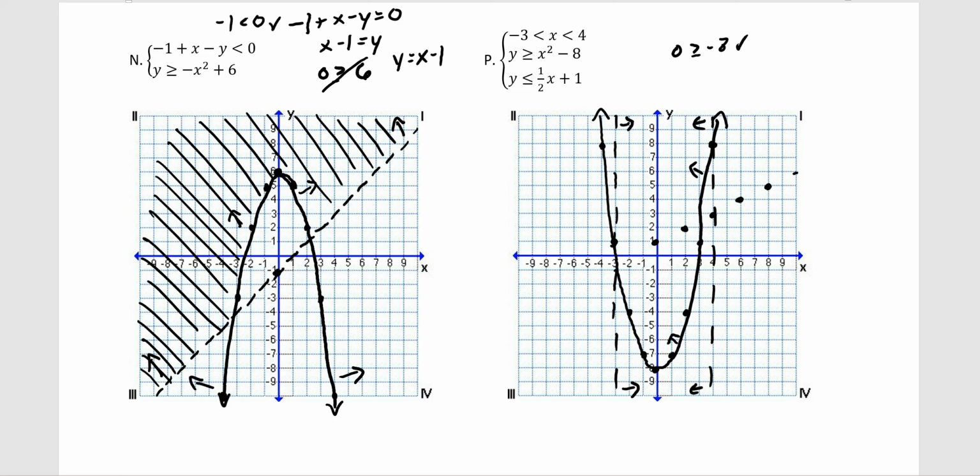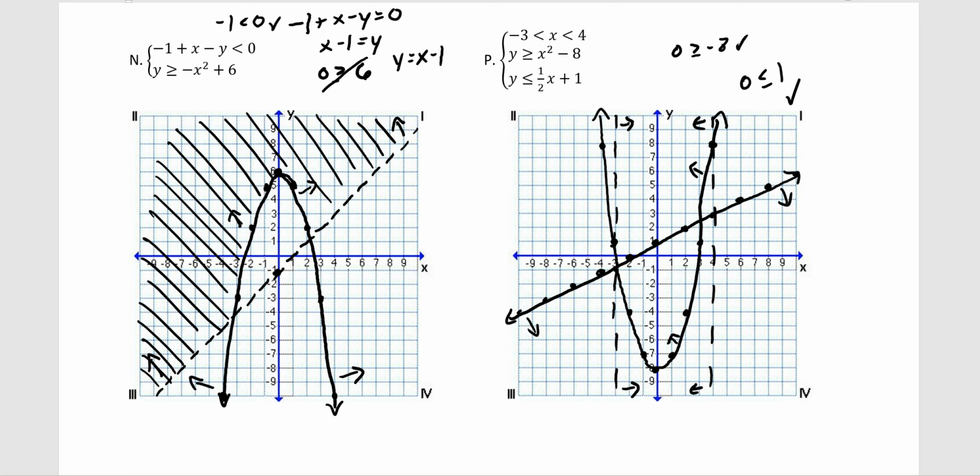There we go. Solid or dashed line for that one? Definitely solid. Excellent, excellent. And then from here, let's see, is 0 less than or equal to 1? It is, so I'll be shading toward 0, 0, which means I'm shading below this line.